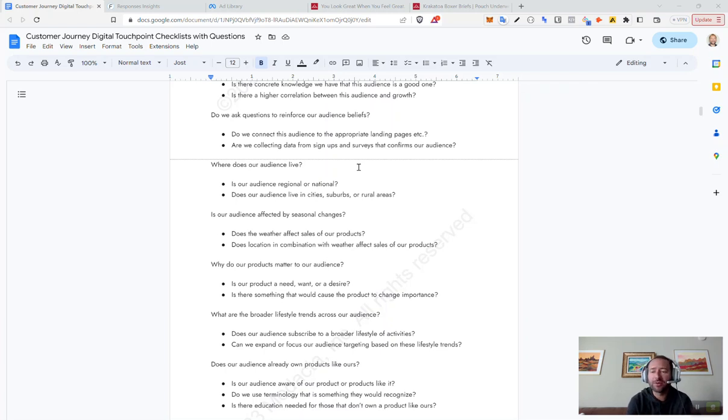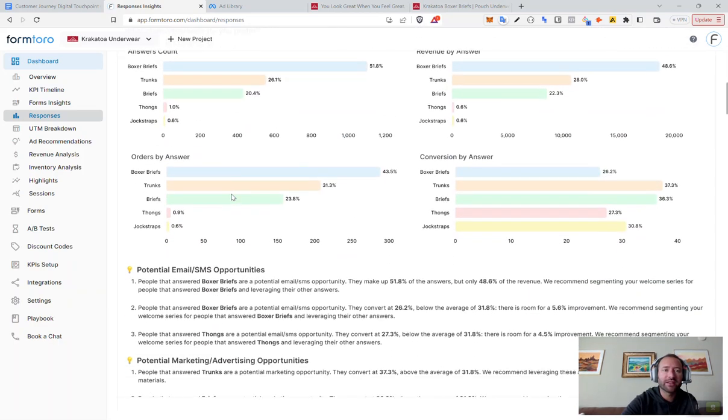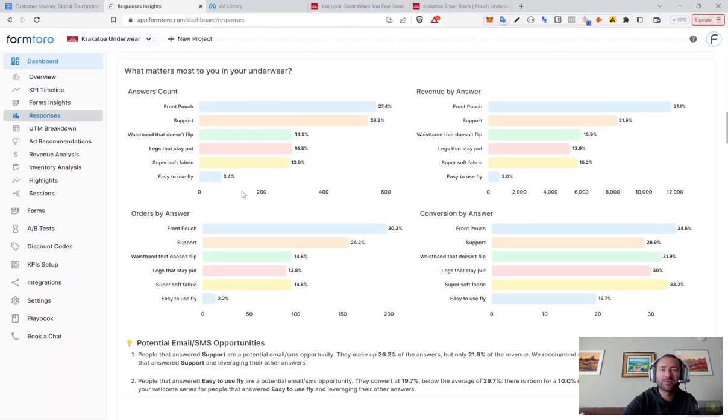Now, I just showed you an example of how we collect data during sign up and opt in for a discount in order to better understand who our customers are. What we're really doing, though, in questions like this, is to understand which benefit actually matters to people. So whether it's front pouch, support, waistband that doesn't flip, that stays put, super soft fabric, easy to use fly, all these are benefits and features of our product.